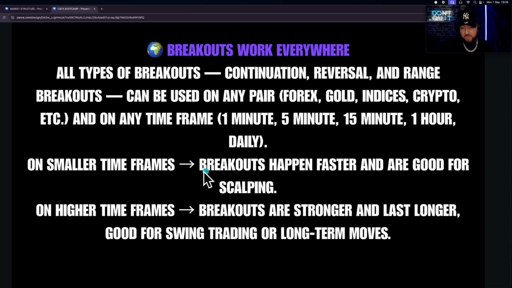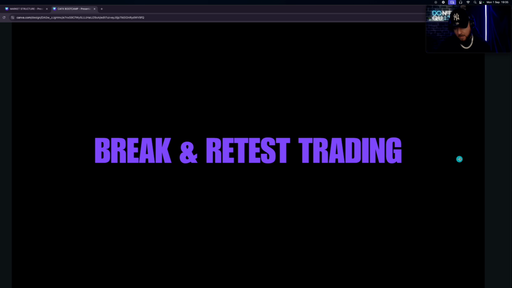So on smaller time frames, breakouts happen faster and are good for scalping. That's why we choose 5 minute and 15 minutes as our highest time frame, and 1 minute. Then on higher time frames, breakouts are stronger and they last longer, so you can swing trade and breakout trade. There's no difference apart from the time that we're waiting. And the majority of us in here right now are scalpers, I'm imagining, right?